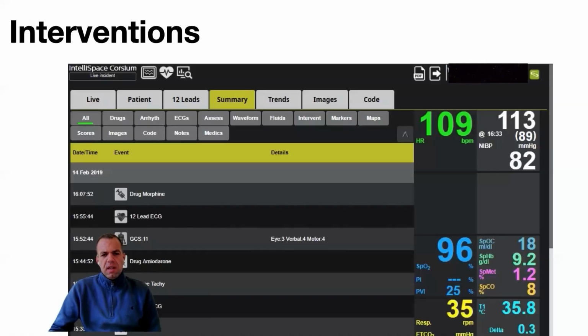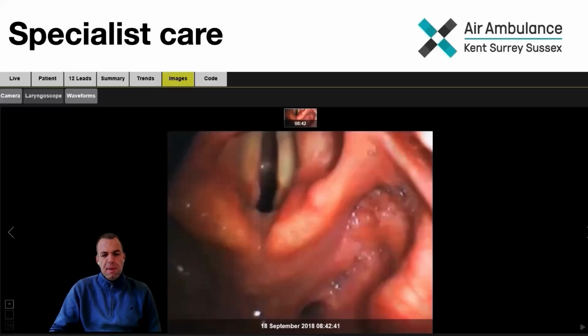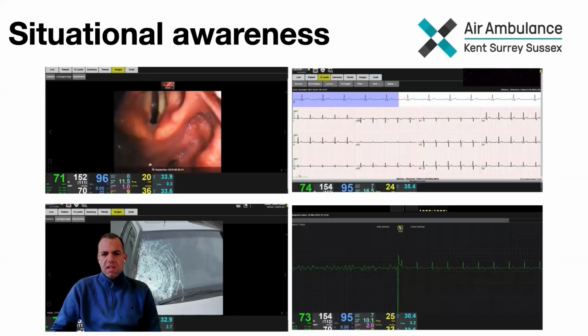If the crew are putting in all of these interventions accurately, I can see what's already been done, for example. You can couple it to some of your specialist interventions like video laryngoscopy. And I think we haven't completely synced up everything, but you can easily imagine the situation where you can be sitting on your computer and actually get all of this information in real time.